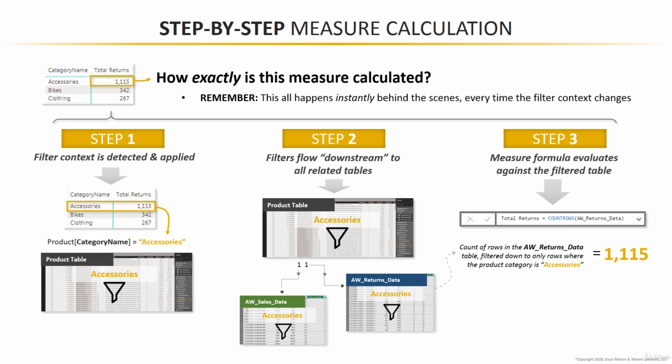So the measure that we're looking at here, what it's essentially doing is counting the rows in that returns data table, but not the whole thing. It's counting the rows of the filtered down version where the product category is accessories. And as a result, the number of rows that exist after the filter context has been applied is 1,115. So I'd recommend keeping this on hand just as a helpful reference in those cases where your measures might not be calculating as you expect them to.